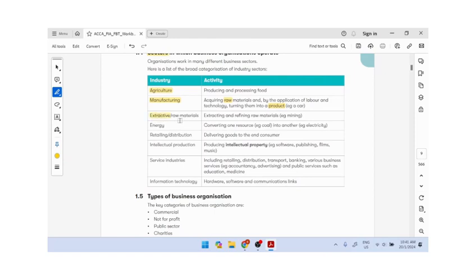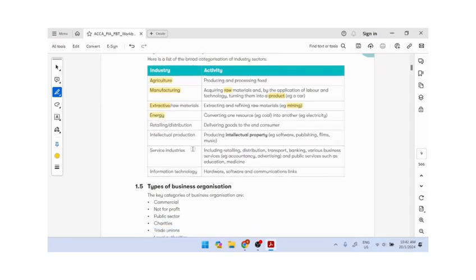Extractive. So this one is to extract the material from the earth. This is also called mining. Energy, we are also one of the energy producers in the world. So we have a lot of petroleum. Okay, so that one is actually extractive. All right, this one, energy, is to convert the coal to electricity, like our TNB.